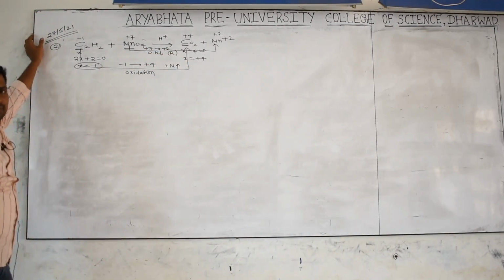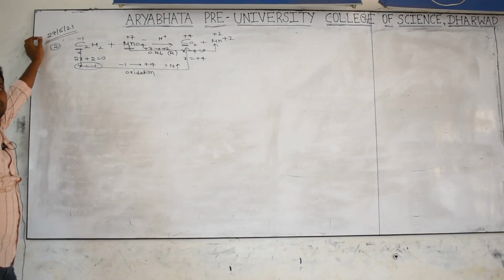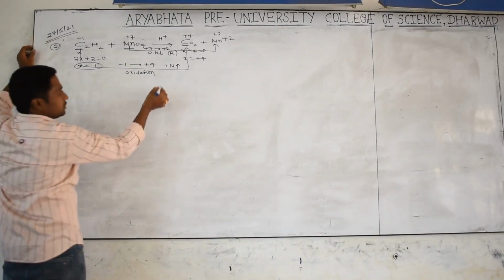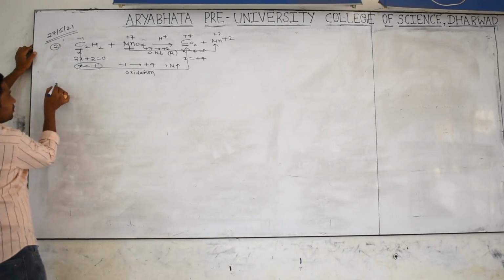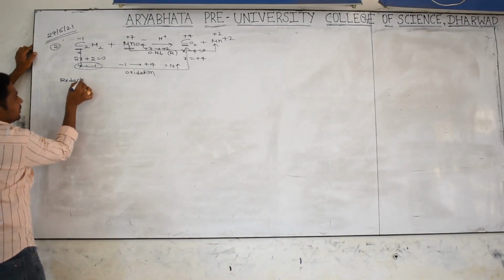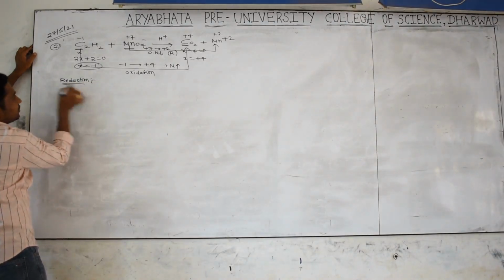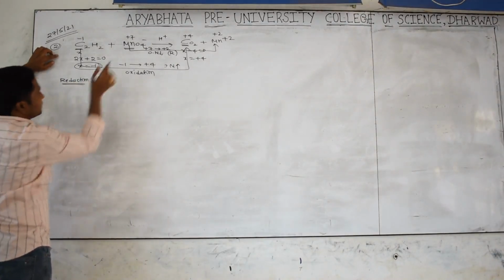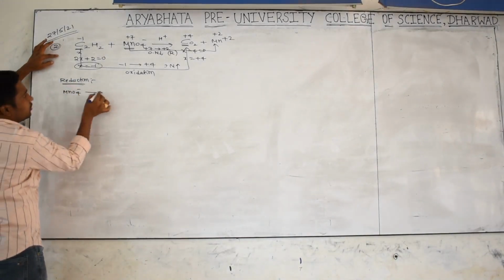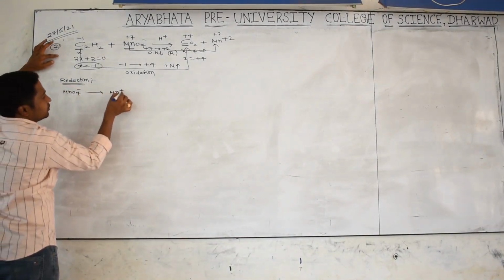This is very important. Let us split the equation into two half parts, the oxidation part and the reduction part. I am doing that only, see carefully. First I am doing the reduction reaction. What is the reduction reaction? Yes, that one: MnO4 minus converting into Mn2+.